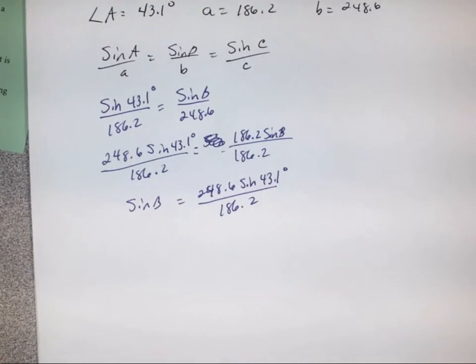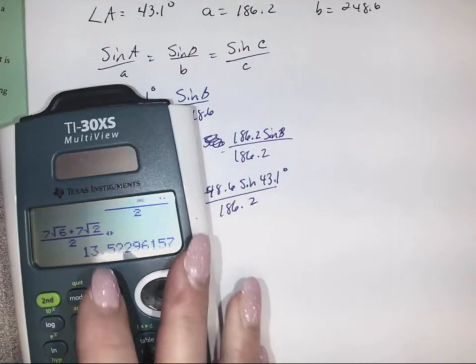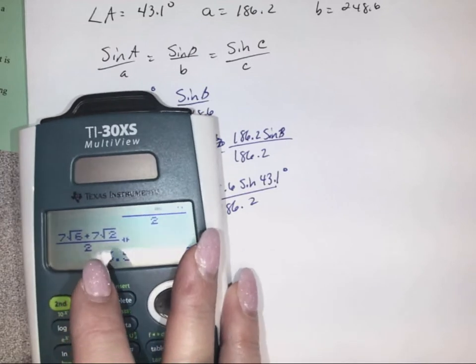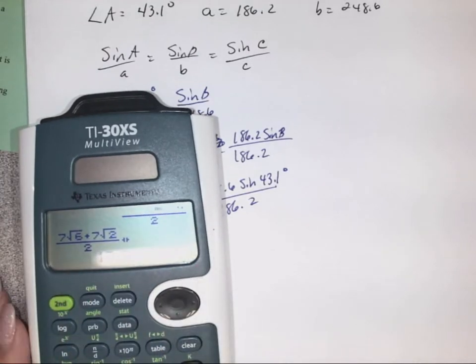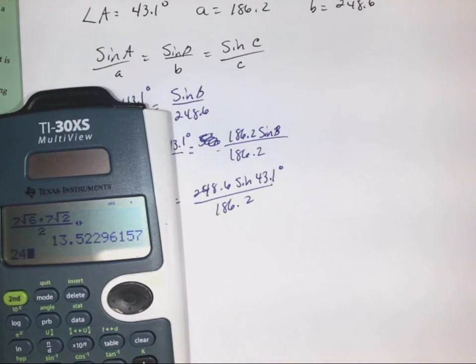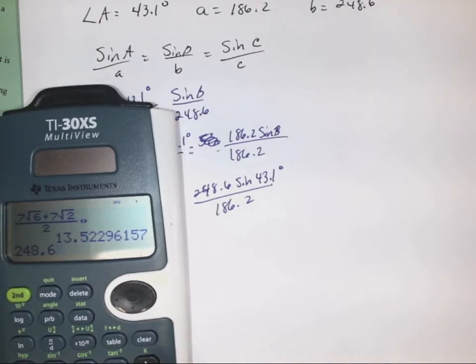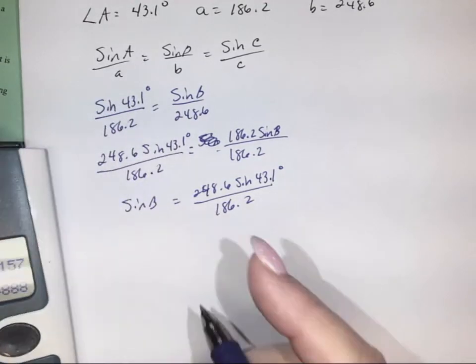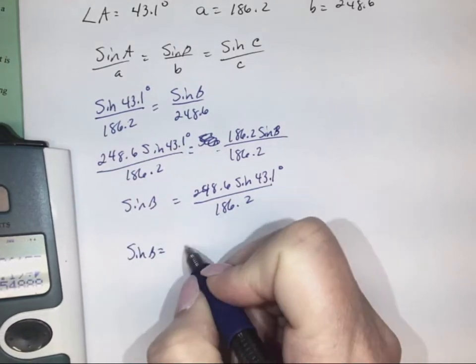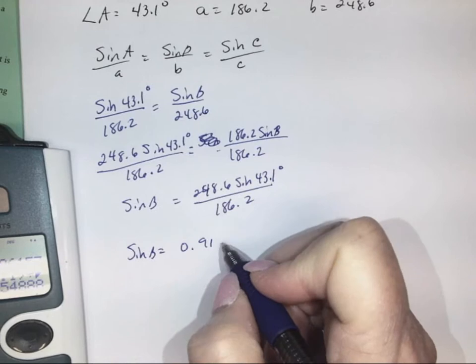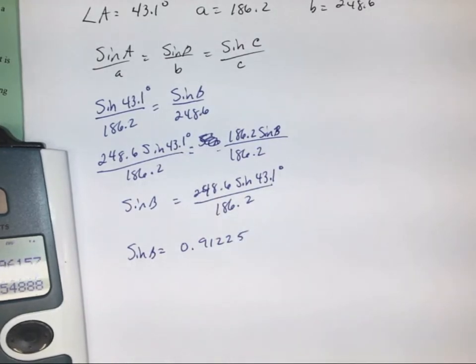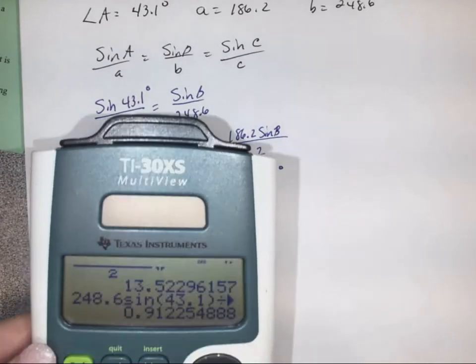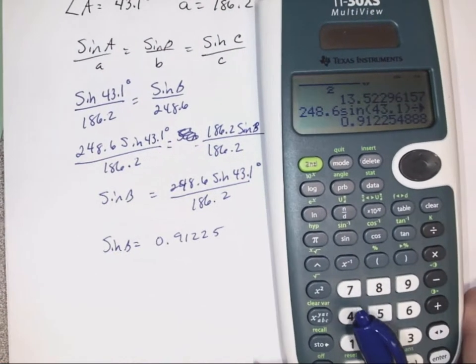All right. So let's go put that into our calculator. We don't know the sine of that, so we're going to actually have to just plug it all in. All right, so we have 248.6 times the sine of 43.1 divided by 186.2. All right, so the sine of B is equal to 0.912265, and it continues on. We're going to actually use this here in a second in our calculator. We're going to use some of our calculator skills there.